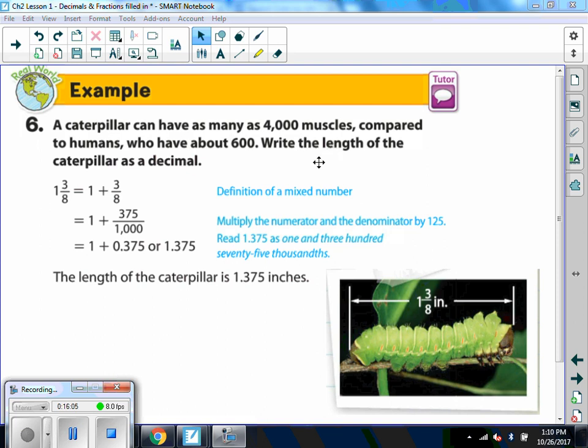It's 1 3/8 inches. So here, we can separate the whole number and the fraction part, and then change the fraction to a decimal, and then we can put them back together. So here, we've got the 1 for the whole number. The 3/8 can change to 375 over 1,000, which is 0.375, and then we can add them back together, so we end up with 1.375, which is 1 and 375 thousandths. So the length of the caterpillar is 1.375 inches.